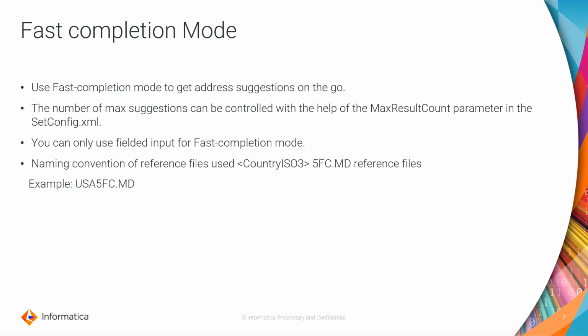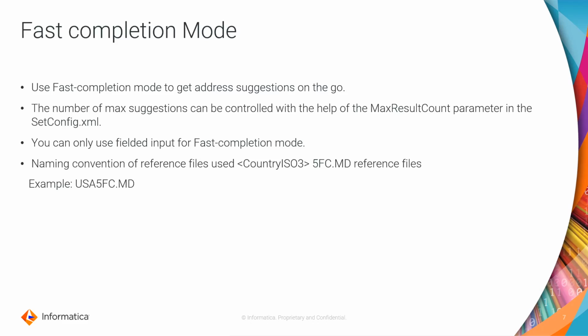The last mode of verification is fast completion mode. The fast completion mode is used to get address suggestions on the go or to get suggestions for partial address inputs. The number of suggestions can be controlled with the help of the max result count parameter. To use the fast completion mode, we have to use only the fielded input type template.